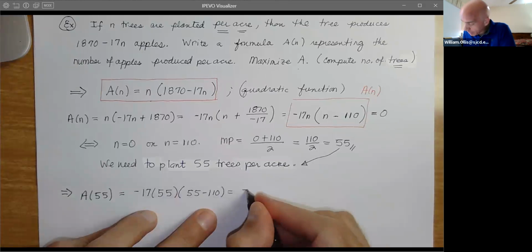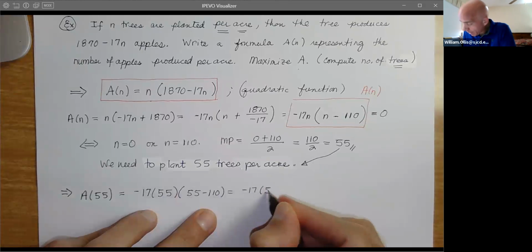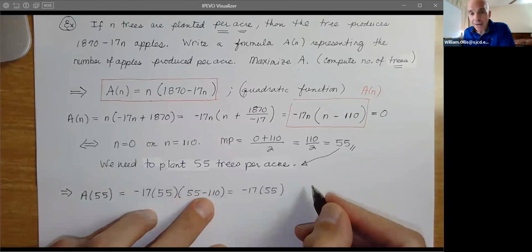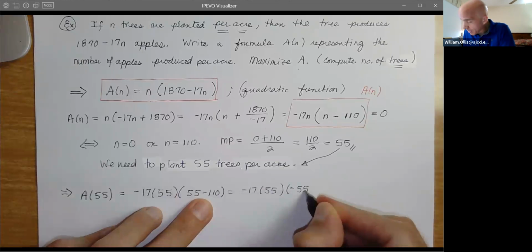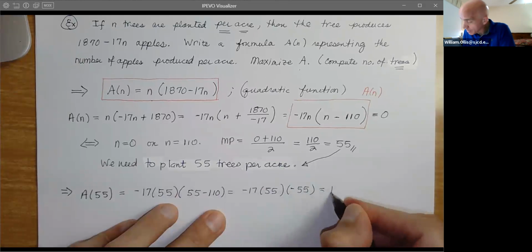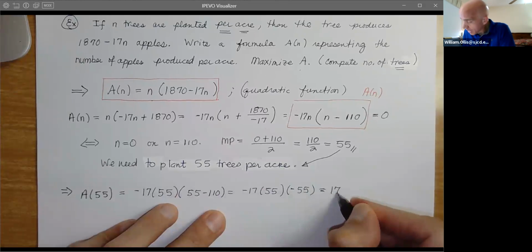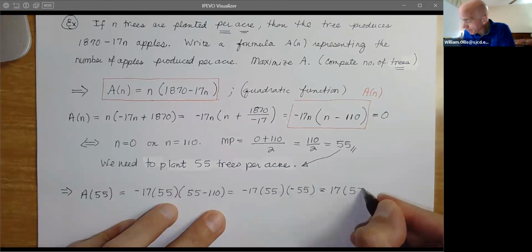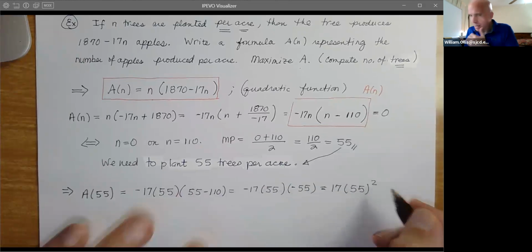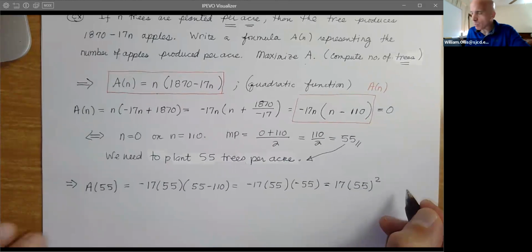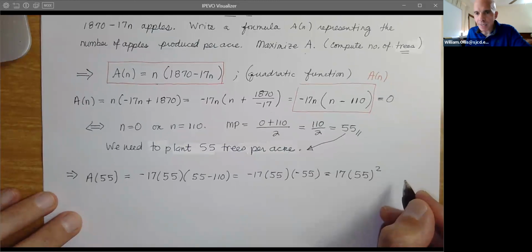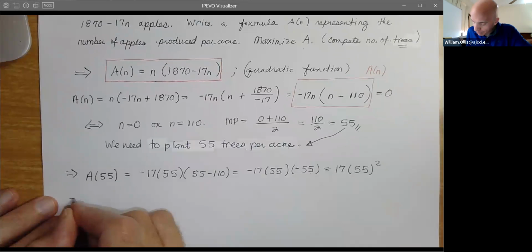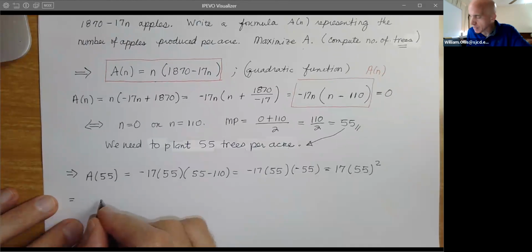So we have negative 17 times 55, and of course, 55 minus 110, we know what that is. That's negative 55. So the negatives absorb, and we get 17 times 55 squared. Now you're thinking, okay, that's kind of a hard number to estimate, and we want an exact number. So now we can use symbolic computation. So here's what we're going to do. We're going to break this up into two pieces.